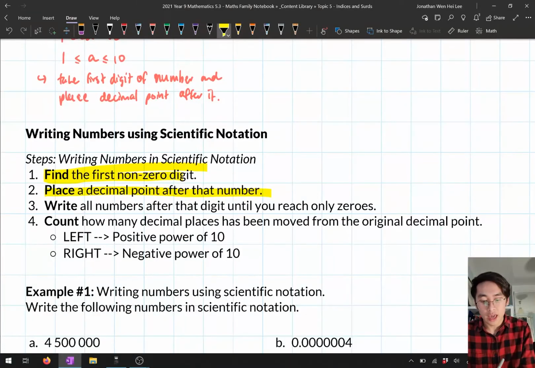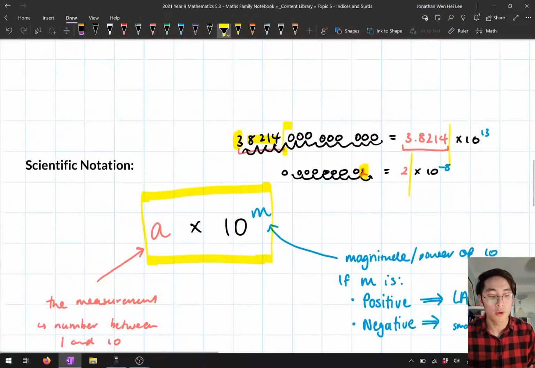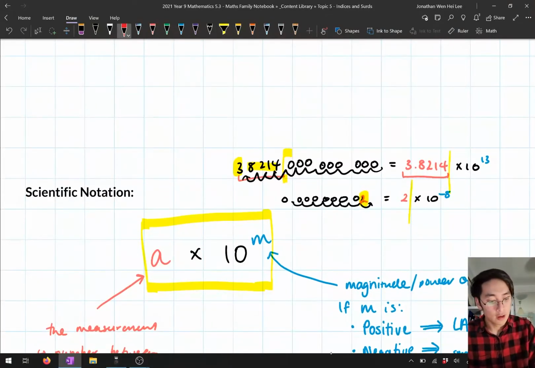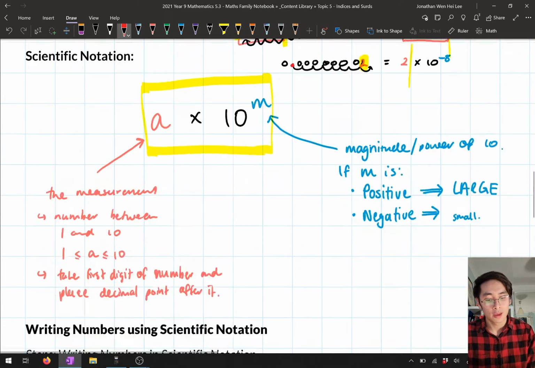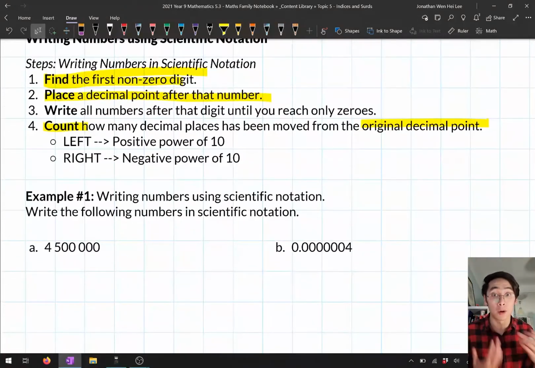Then we count how many decimal places we've moved from the original decimal point. Here we want to look for where the original decimal point is. For my first example, it was all the way at the right after that last 0. And for this example, because it's a small number, it's right here where that decimal point is given. And so we just count how many places we need to move. If we moved it to the left, that means it's a positive power of 10, or it's a big number. If we moved it to the right, it's a negative power of 10, or it's a small number. The other way you can see this is if it's a big number, there isn't any decimal point there. If it's a small number, it's going to be like 0.000, something like that.